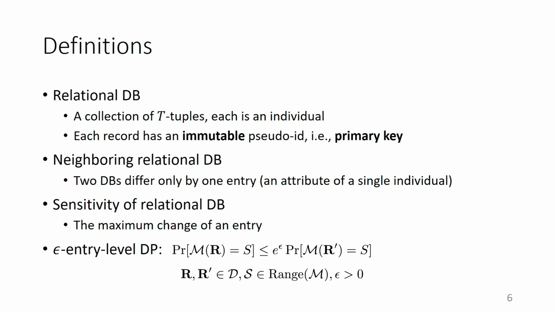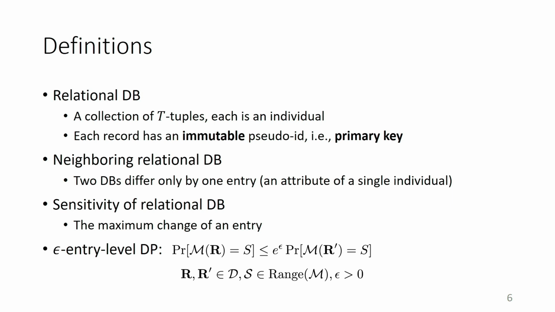Before getting to our scheme, we will first go through some important definitions. So the first one is relational database. It is defined as a collection of T tuples, each represent a specific person. And each record has an immutable pseudo ID. So in database terminology, this is called the primary key. We are not allowed to change the key. And the neighboring relational databases are two databases that only differ by one entry. So it can be the attribute of a single individual. And the sensitivity of the database is just the maximum changeable amount of any entry.